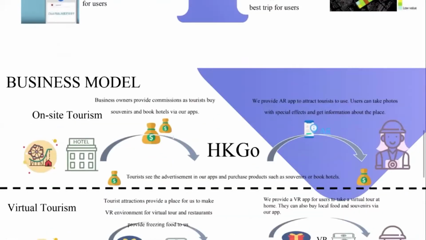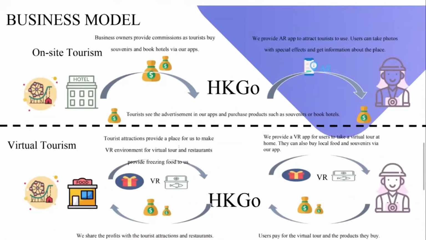And this page is about our business model. Regarding on-site tourism, Hong Kong Go connects the shops and the tourists together. When we provide AR attraction and information to the user, we are recommending ads at the same time, and the staying and buying behaviors would be the source of our income.